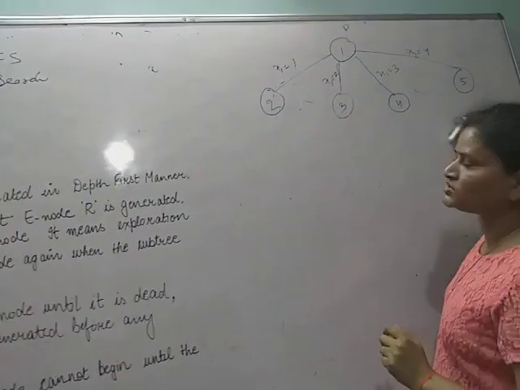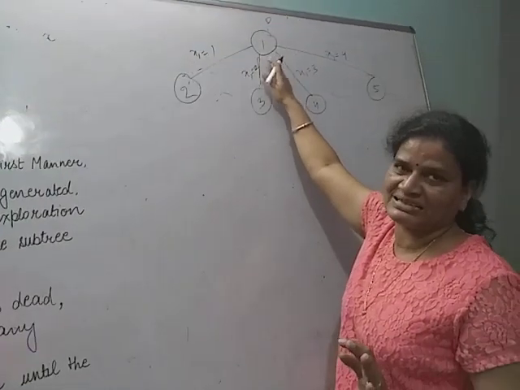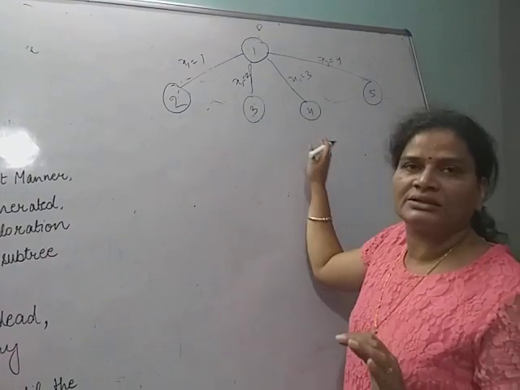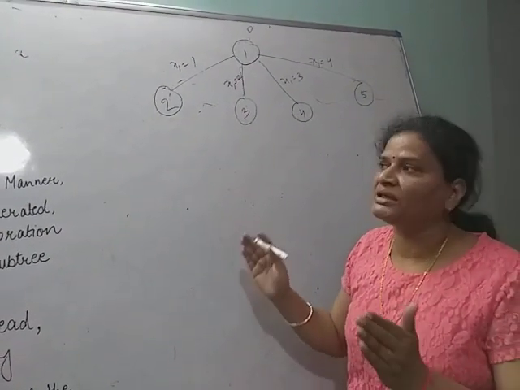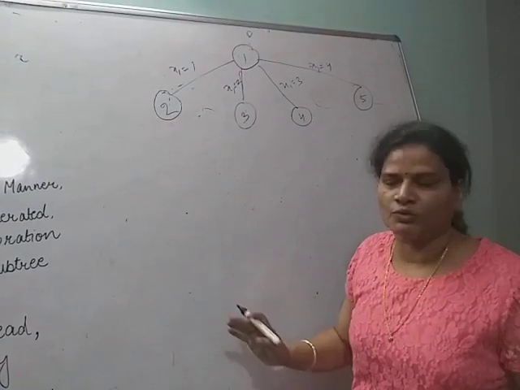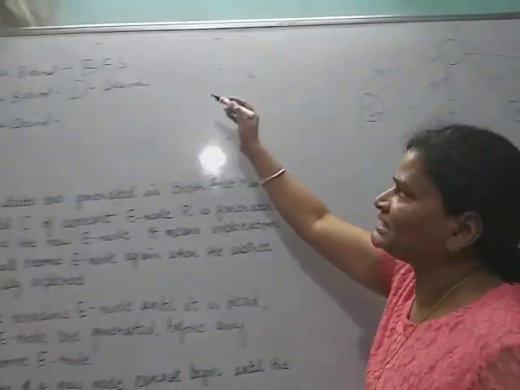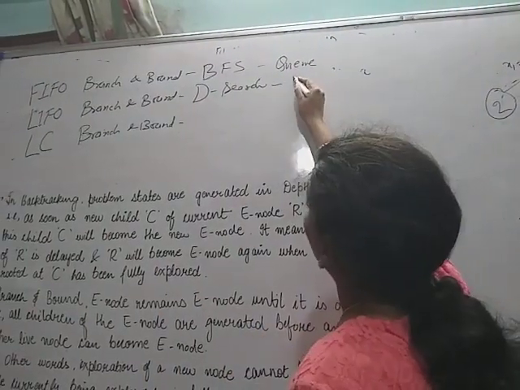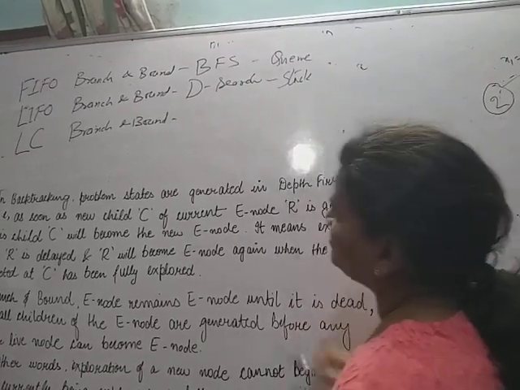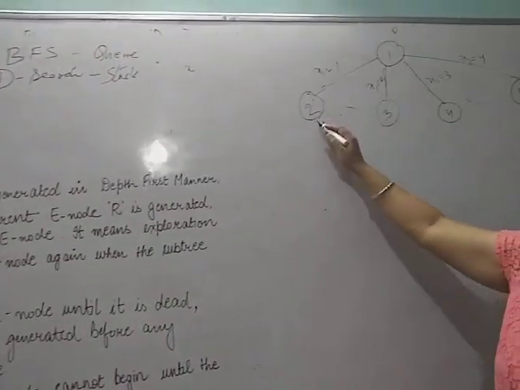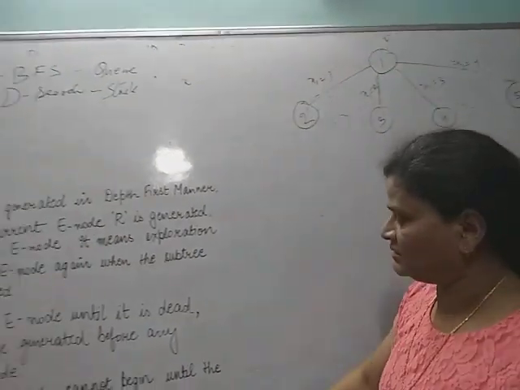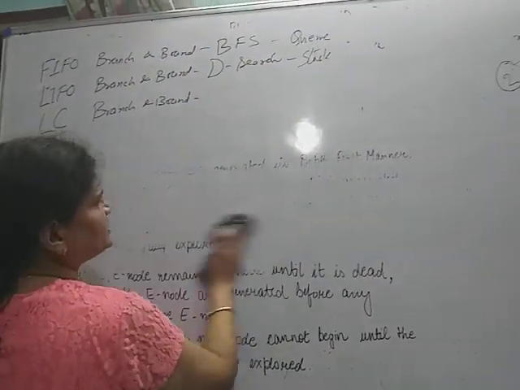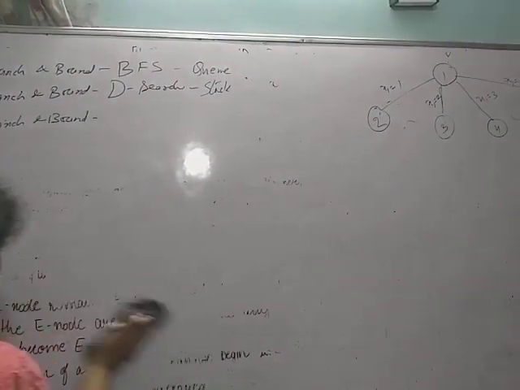here I have the list of live nodes, because the first E node will generate all of its children. So in the FIFO branch and bound, all the live nodes will be added into the queue. So in the FIFO branch and bound, the concept of queue is used. Okay, in the case of LIFO, stack is used. So in FIFO branch and bound, all the live nodes will be added into the queue, and you know that the working of a queue is first in first out.